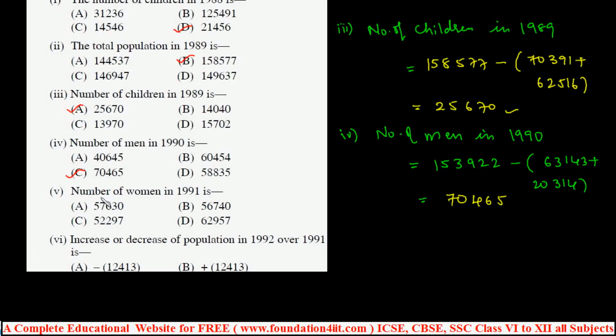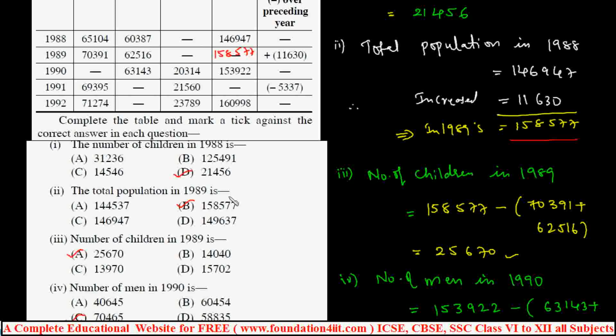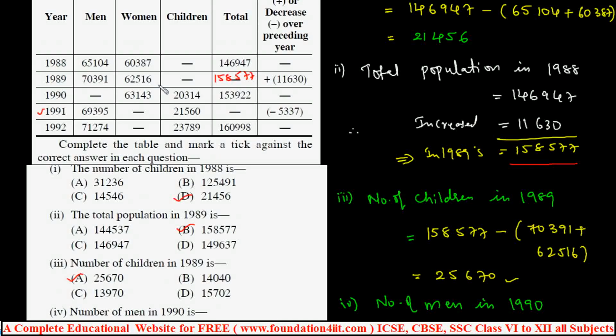And these are the few questions. Let us see one by one. Number of women in 1991. In 91, number of women. 91 is this year. Number of women is not given, but total we need. Total is, this is the previous year. Previous year, if we subtract this, we'll get this total. So 1,53,922 minus 5,337. If we subtract, this is the now.